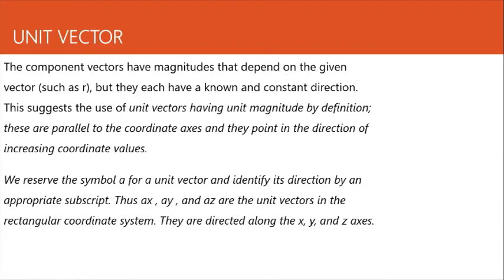Okay, ibig sabihin, pag unit vector natin is meron tayong component na ng vectors na meron siyang magnitude, then nagde-depend siya kung ang given na vector katulad nito dun sa example is r, but they each have a known and constant direction. Ibig sabihin, meron siyang value na sarili, yung ating vector. Then, meron siyang constant direction. Hindi nagbabago. For example, ax plus ay plus az, then meron tayong given na Cartesian na ganun. Then, yung a na yun is may value siya, yung constant na lagi siyang nasa x, then sa y, then sa z, hindi na siya nagbabago yung direction.